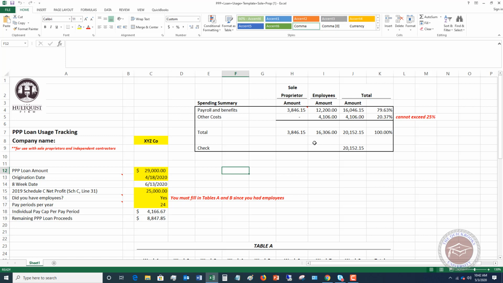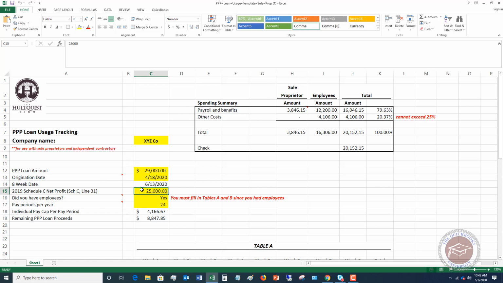Let me walk through the spreadsheet a little bit. We've got your company name, and you've got your PPP loan amount, which is obviously the amount of money you got. Importantly, you want to put in the 2019 Schedule C net profit. That is line 31 of your Schedule C, which is attached to your Form 1040. When you got your PPP loan, you may have done a draft Schedule C to get the loan, but look at that line 31.